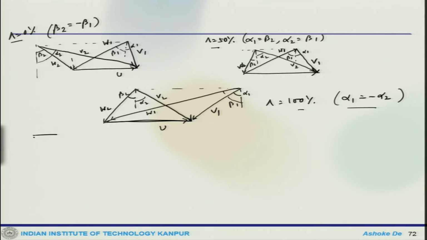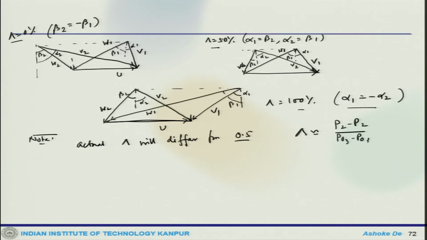Another thing just to note here is that we have assumed reversible work done in the stage. So, work done factor is unity, but due to the presence of irreversibilities, the actual degrees of reaction will differ from 0.5. Okay. So, for an axial compressor stage in which the change in density is small, this psi would be approximated as P2 minus P1 by P naught 3 minus P naught 1, which is essentially the static pressure rise in the rotor by the stagnation pressure rise in the whole stage. Okay. So, this could be very easily shown.